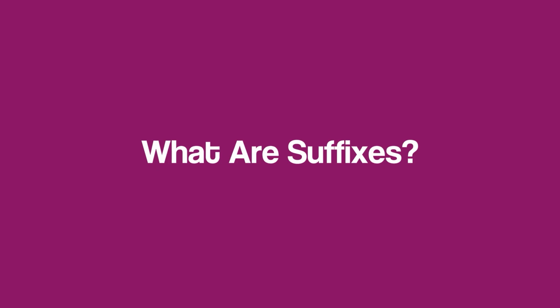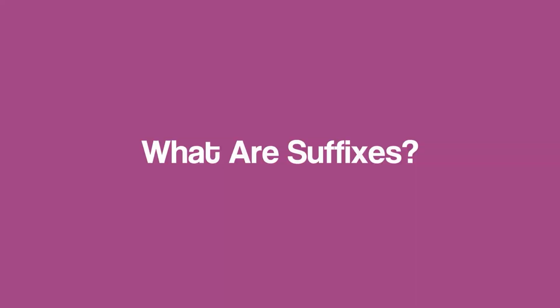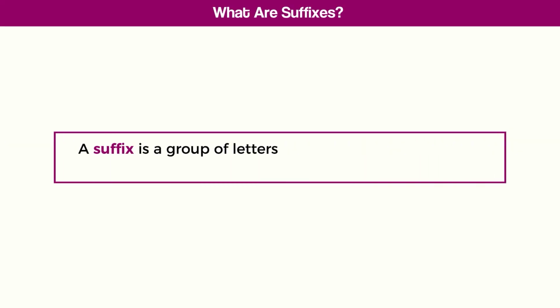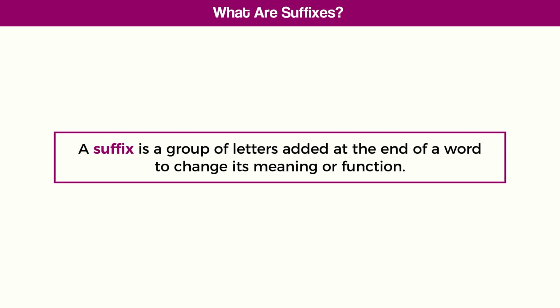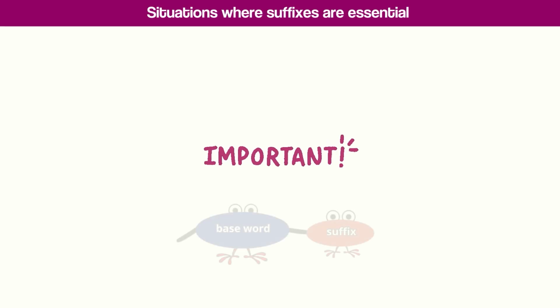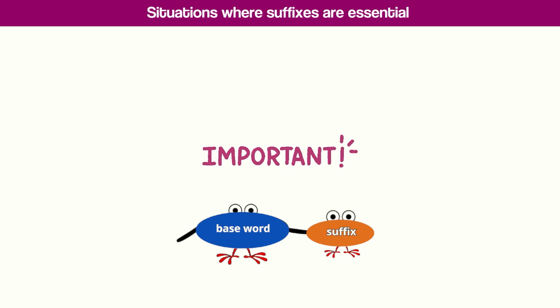In this section, we'll explore the key situations where suffixes are essential and how to use them correctly. A suffix is a group of letters added at the end of a word to change its meaning or function. Suffixes play a crucial role in English. They modify words to show grammatical relationships and add meaning. Let's explore the key situations where suffixes are essential and how to use them correctly.